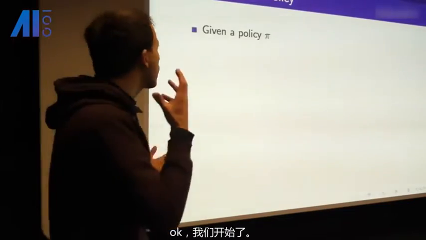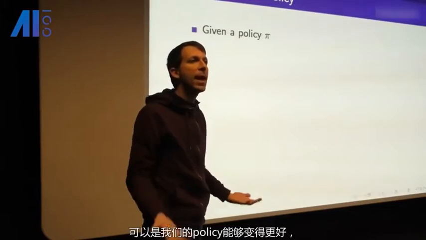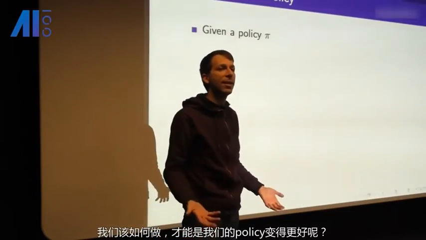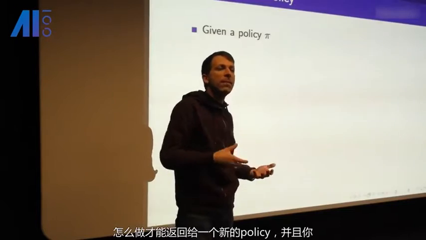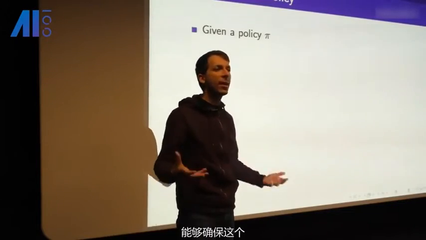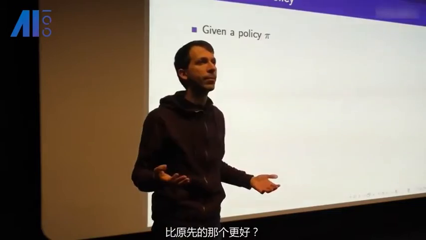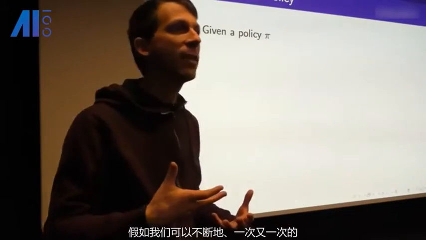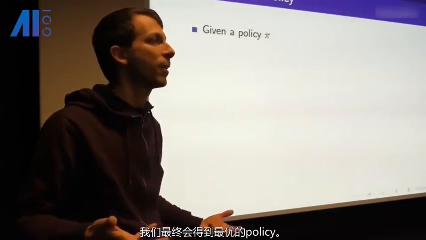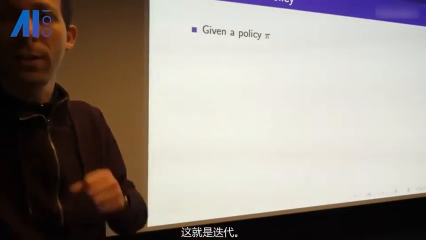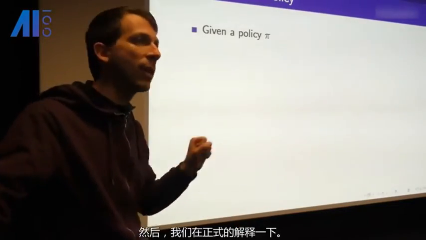So let's start with this basic piece of intuition, which is, we want to make our policies better. How do we make a policy better? If someone gives you a policy pi, how can you give back some new policy that you can say for certain will be better than the one that you had before? And if we had such a process, we could just apply that again and again, and we would eventually end up finding the optimal policy. That's the intuition.